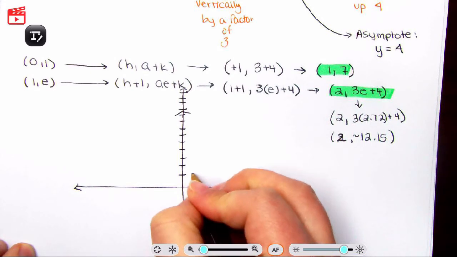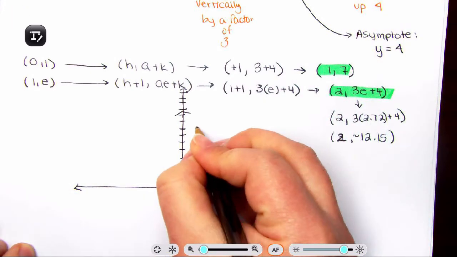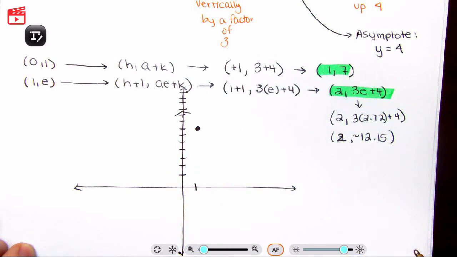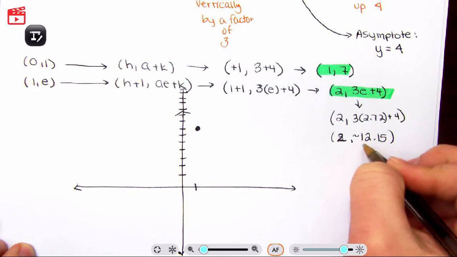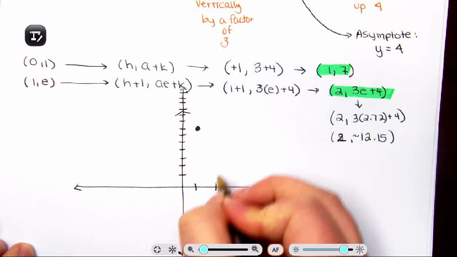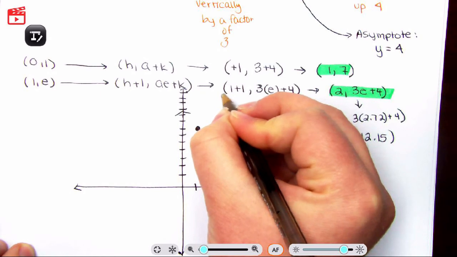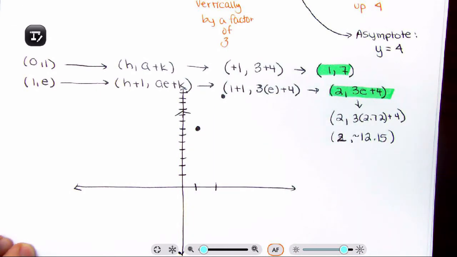So at 1 it is 7: 1, 2, 3, 4, 5, 6, 7. Here it is. And then we go around to 2. And that's 12, almost 13. So that's going to be here-ish. Again, it's an approximation. Now you want to see where your y-intercept is.